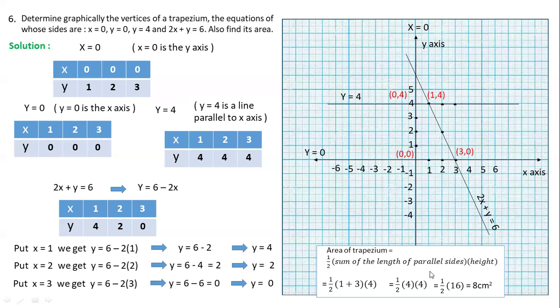So this is the calculation formula. Sum of the parallel sides, that is the sum, we write it as a plus b. So what is a and what is b? They are the two parallel sides. Half into a plus b into h. That's how the formula is. Okay. Now let's take the next.